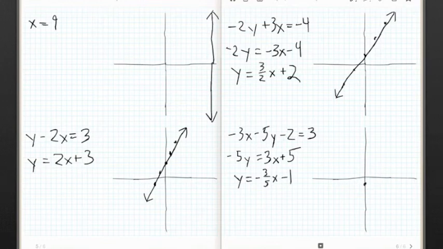So minus 1, -1 y-intercept. And now negative slope goes in this direction. So that means we're going to go up by 3, over by 5, and then we're going to go here, down by 3, over by 5, and there is our graph.